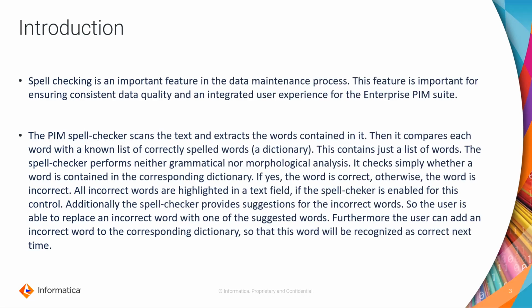The PIM spell checker scans the text and extracts the words contained in it. Then it compares each word with a known list of correctly spelled words. This contains just a list of words. The spell checker performs neither grammatical nor morphological analysis. It checks simply whether a word is contained in the corresponding dictionary. If yes, the word is correct. Otherwise, the word is incorrect. All incorrect words are highlighted in a text field.